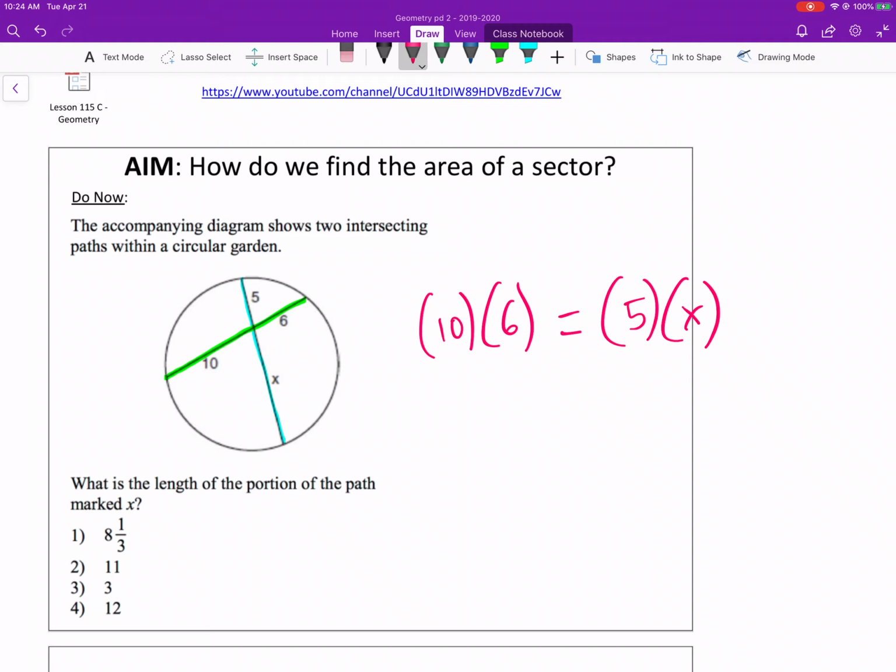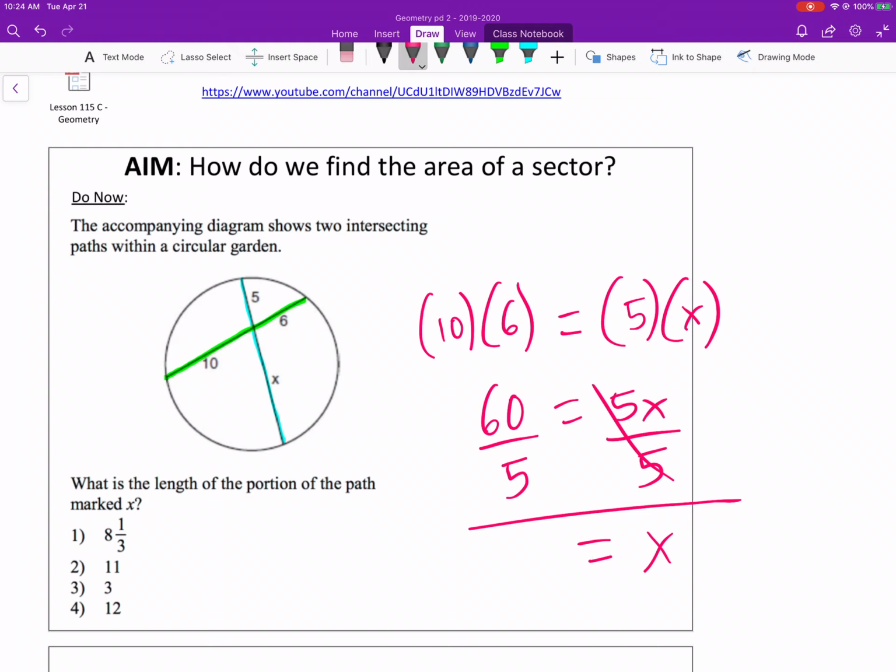All right, you have a question like this in Delta Math, so this is a good review. So we get 60, just simplifying here, is equal to 5x. A nice one-step equation. And you get x is equal to 12, choice 4.